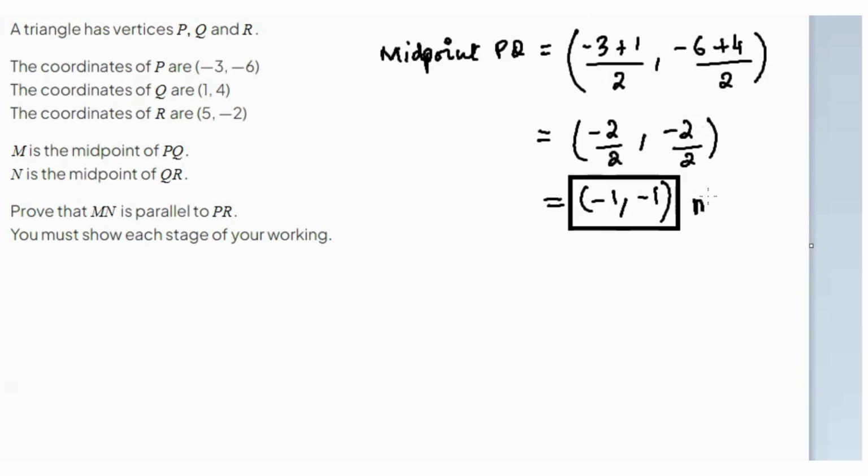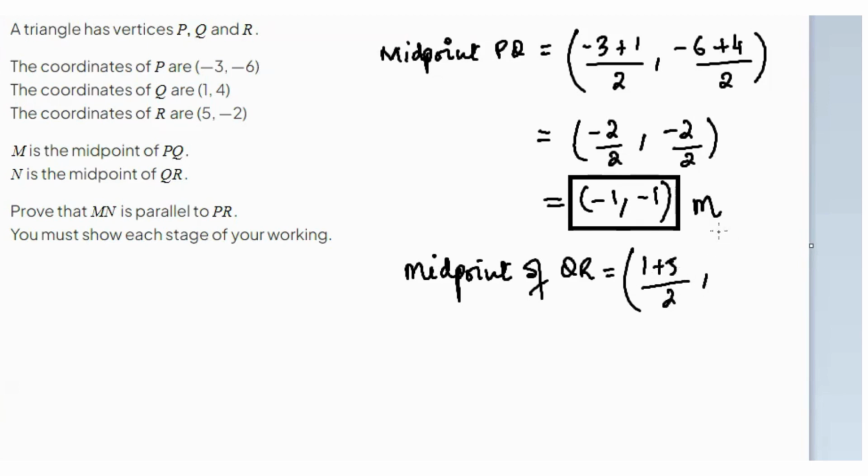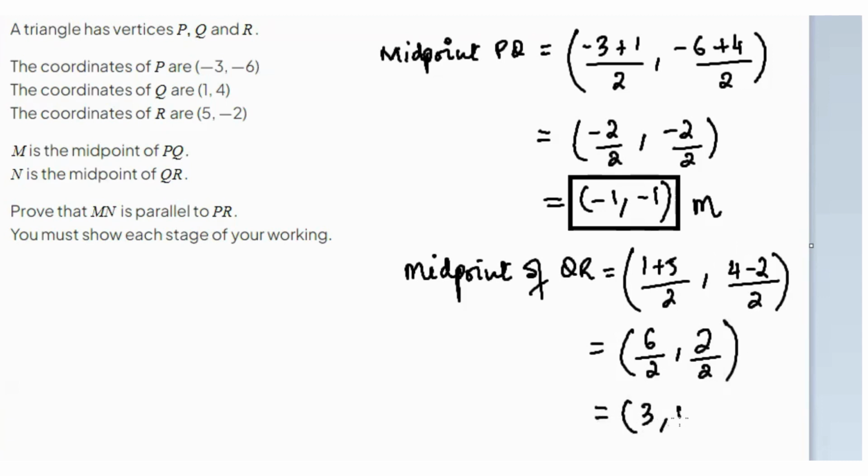This is your coordinate of M. Now we find the midpoint of QR. That's going to be 1 plus 5 over 2 and 4 minus 2 over 2, which is going to be 6 over 2 and 2 over 2. That's 3, 1. So this is our coordinate of N.